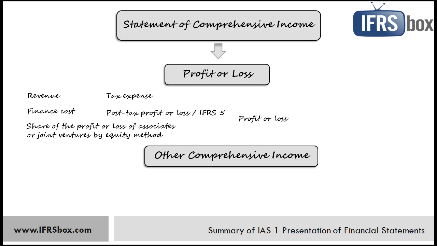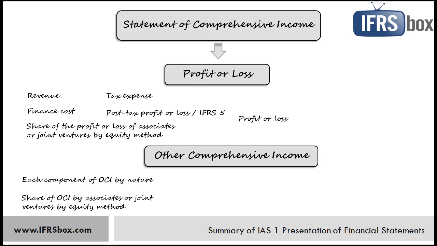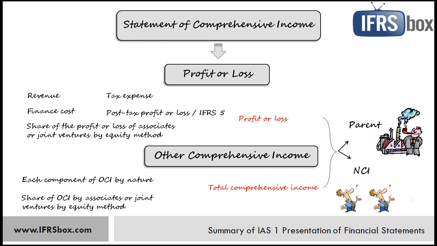Under other comprehensive income, the reporting entity shall include each component of other comprehensive income classified by nature: share of other comprehensive income of associates and joint ventures accounted for using the equity method, and total comprehensive income. Both profit or loss and total comprehensive income shall be reported in allocation attributable to owners of the parent and attributable to non-controlling interests. I'd like to point out that no item shall be reported as extraordinary. This is prohibited. Also, an entity might present its expenses in profit or loss by function or by nature. Please see the other detailed video on this topic.